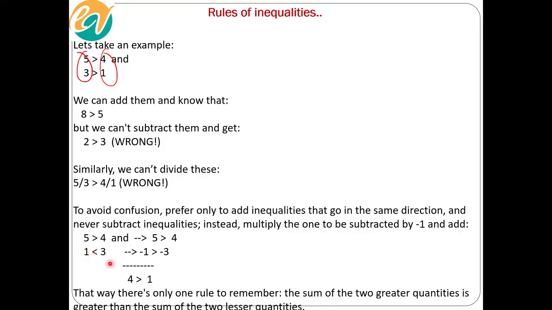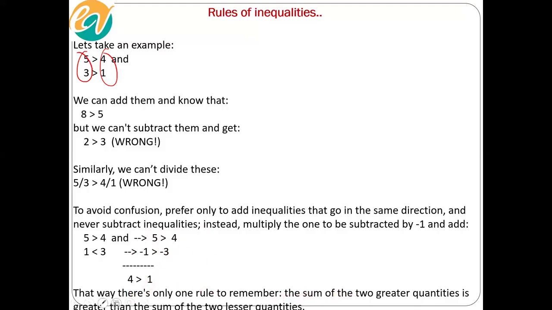For example, if it is given 1 is lesser than 3 and this is 5 is greater than 4. So what do you do? You multiply this inequality by -1. Since you are multiplying this inequality by a negative number, what happens? The inequality sign flips. So lesser than becomes greater than. Now notice you have two inequalities pointing in the same direction. Since you have two inequalities pointing in the same direction, what are you allowed to do? Add those inequalities, right? So there is only one rule to remember.